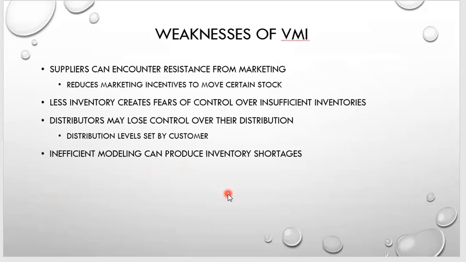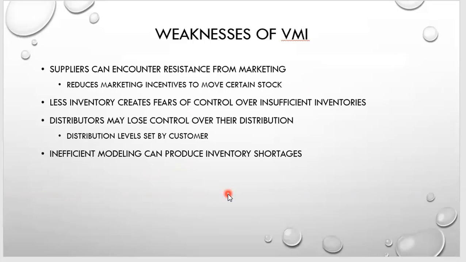So now the weaknesses, and I already mentioned most of these. Suppliers can encounter resistance from marketing, because if you have a VMI, you have fewer events of excessive stock. Marketing usually has incentives to move stock. That's their job. Their role is to encourage demand of products. Well, if the VMI has more control over the products being sold, they don't have to worry about having marketing sell certain stocks, because the VMI can do that for them.